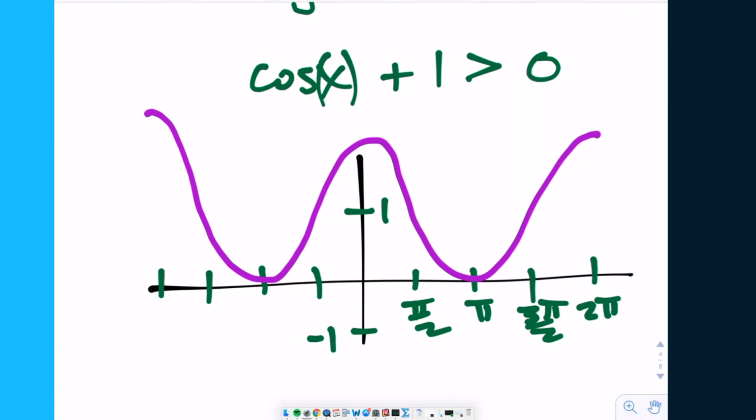We want to know the values of x for which it is strictly greater than 0. And it's going to be everywhere except where it is 0, right? Pi. The next one would be at, not at 2 pi because that's a high, 3 pi, and then at 5 pi, and then going backwards, negative pi, negative 3 pi. So at all the odd pi's, right? At all the odd pi's.